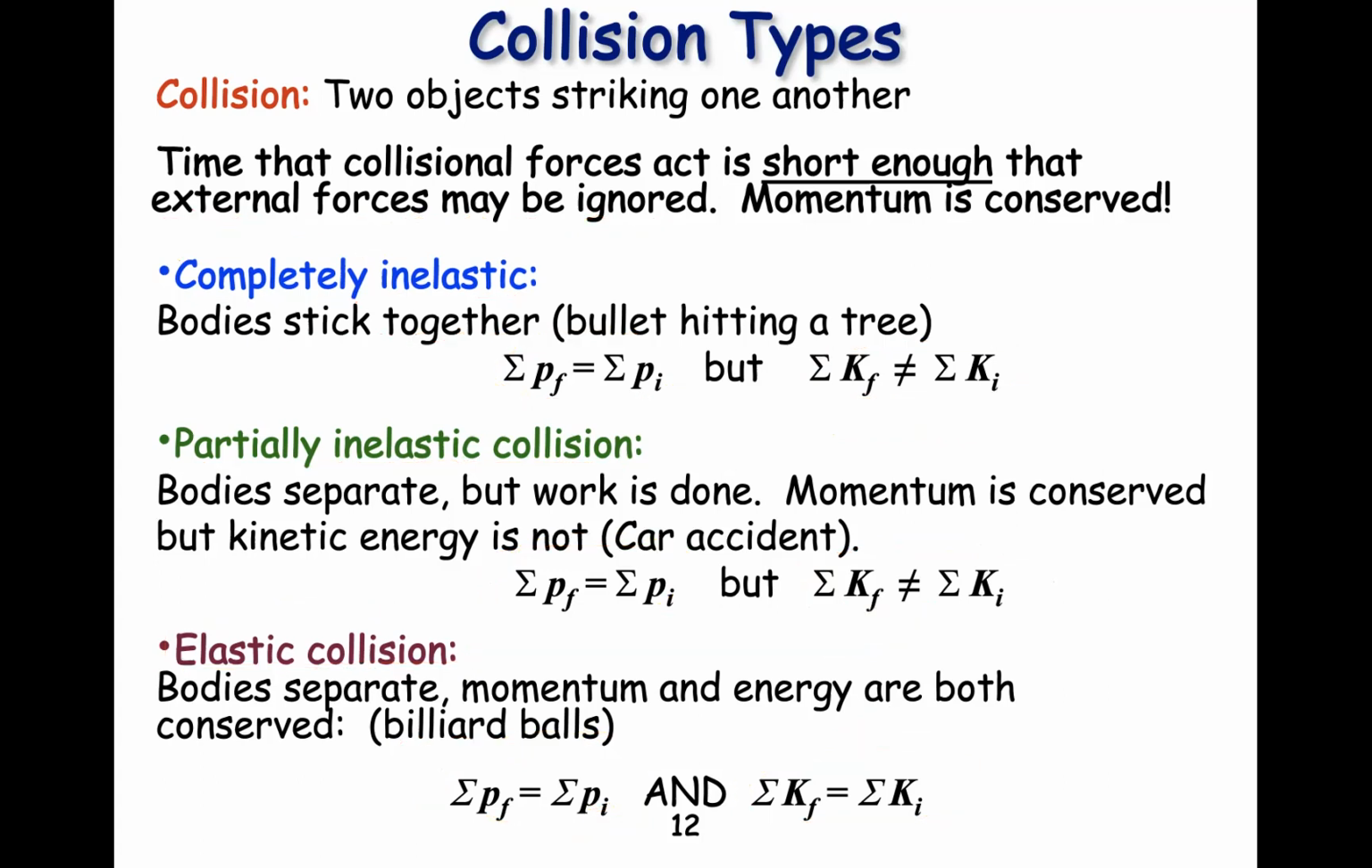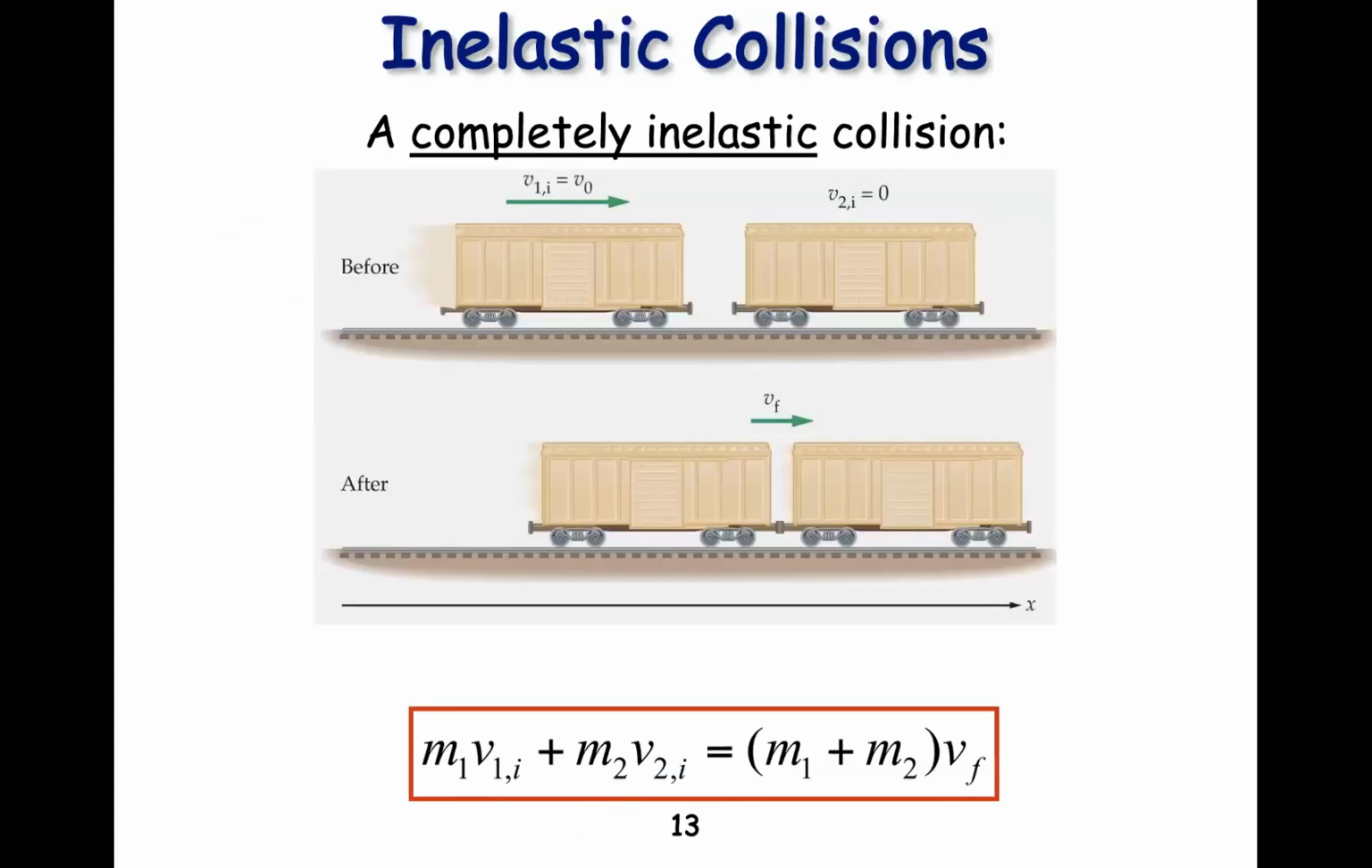All right, let's see that put into practice. So here is a completely inelastic collision. Suppose we have two train cars, and in this case, they have initial velocities, and they have some initial masses, mass 1 and mass 2, and then they strike. And when they strike, they lock together. So now they move as you could think of it as a single object if you want.